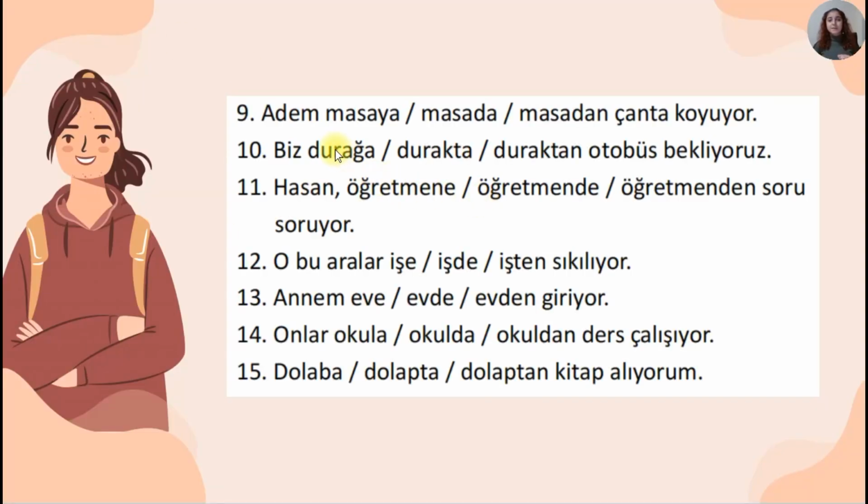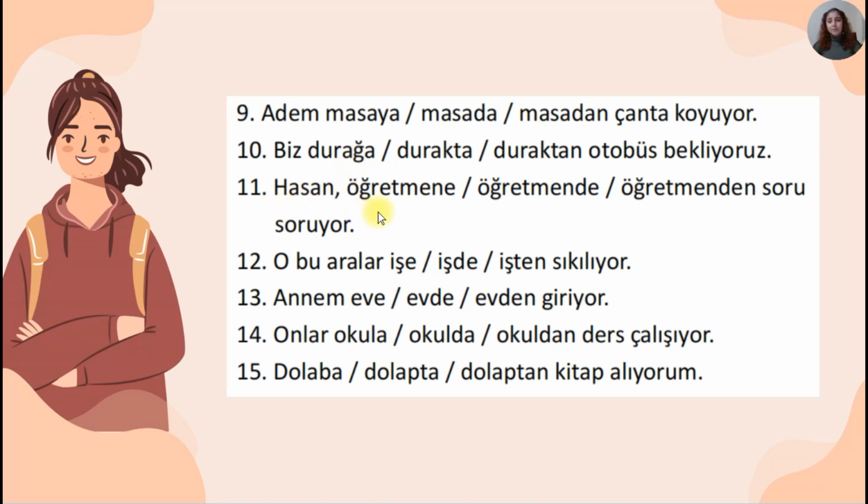Okay, let's turn back. Biz durağa, durakta, duraktan otobüs bekliyoruz. Beklemek is to wait. Otobüs bekliyoruz, waiting for the bus. And durak is station. Which one is correct? We are waiting for the bus to the station, at the station, or in the station, or on the station, or duraktan, from the station. Yes, you are right. Durakta. This is the location about us. We are in the station or at the station.